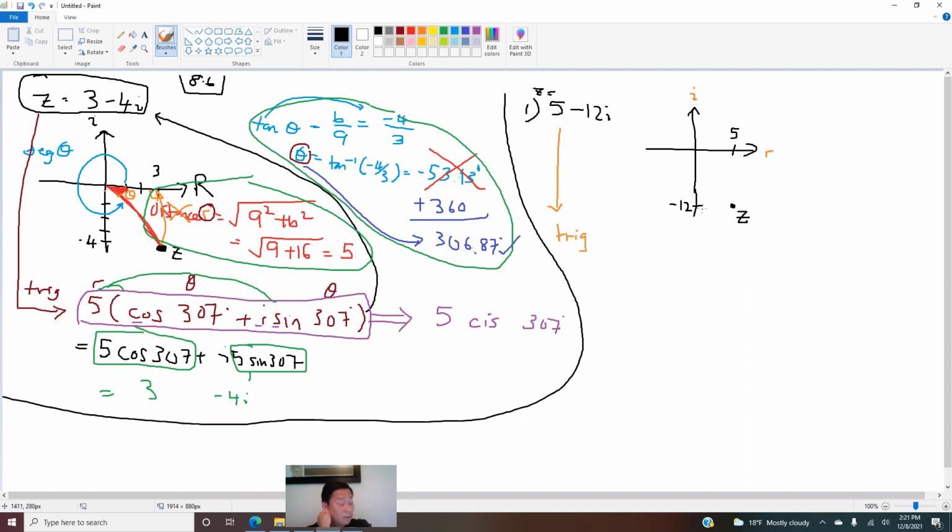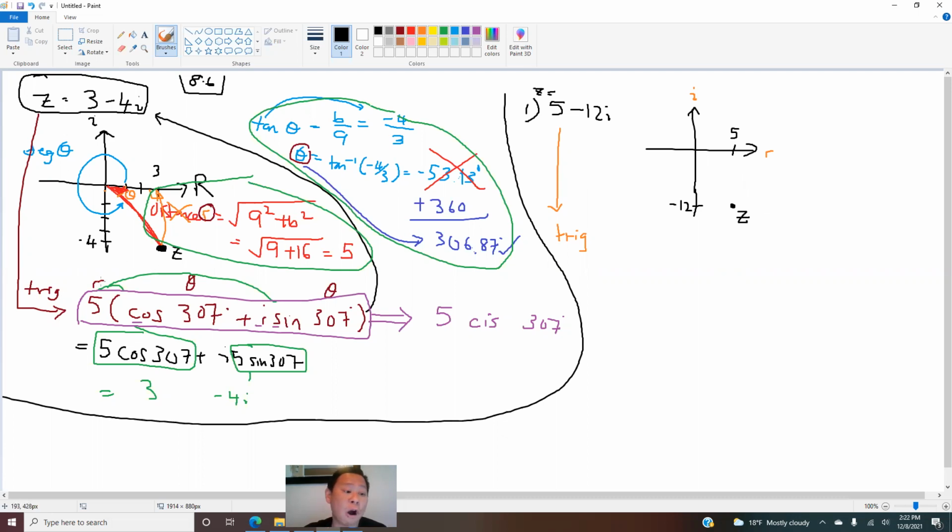So when you do your test, it's just a coordinate point. So a point like this. Okay, don't draw lines like this. Don't draw anything. It's just a point. So this is your Z point, 5 minus 12i in your complex plane. Now we need to write this in the trigonometric form.